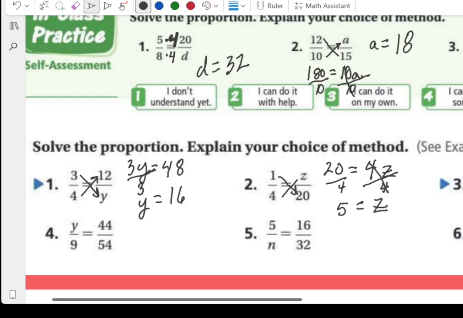Then we put an equal sign right over here, equals V. And then you have to multiply this direction right here. 4 times V is 4V. Over here, what was 3 times y? 3y. What is 4 times z? 4z. So what is 4 times V? 4V is correct. How did you get that? Because a number next to a letter indicates multiplication.